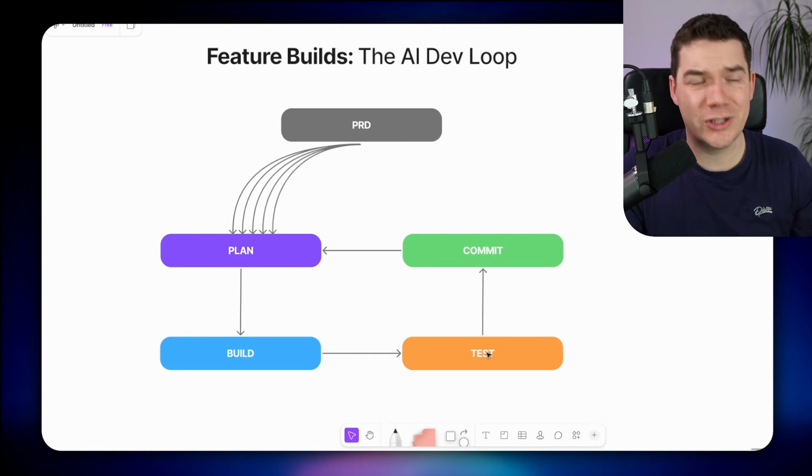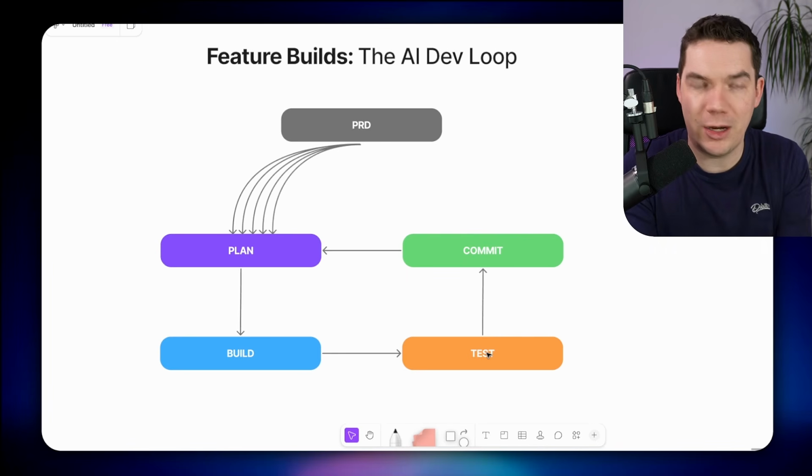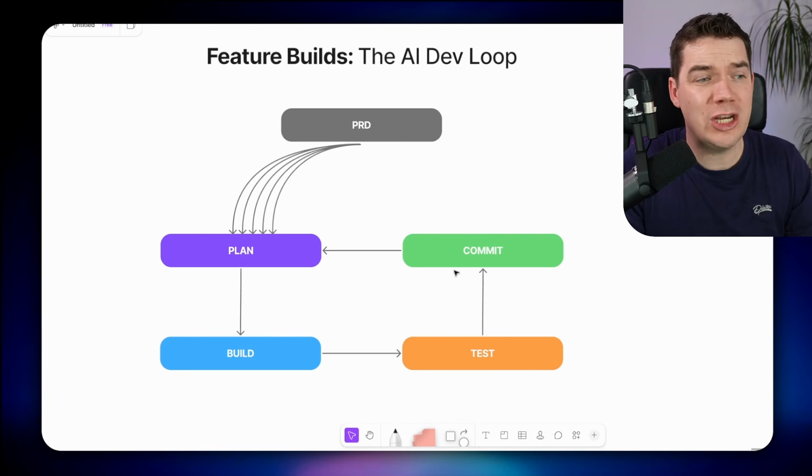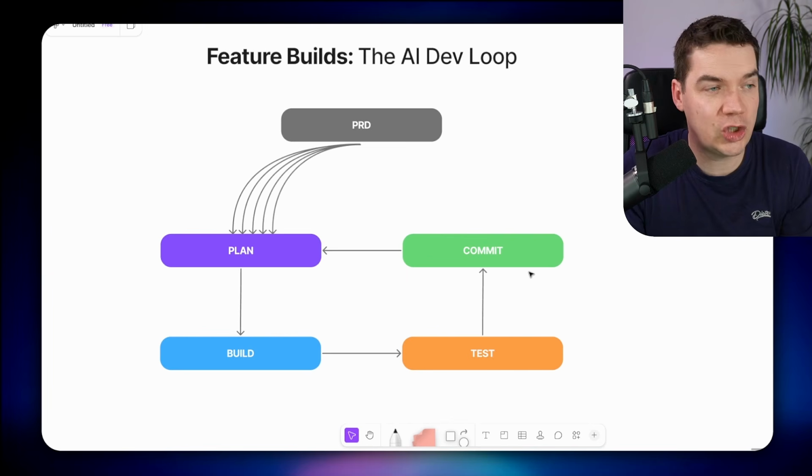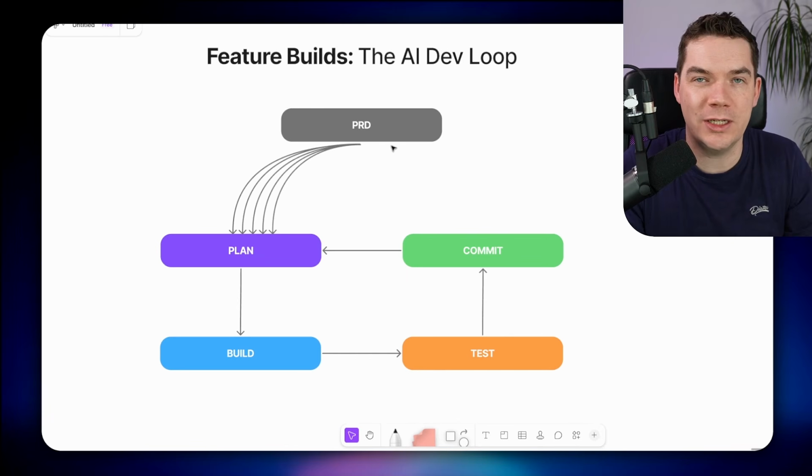And that typically results in a back and forth. You might need to clear down the session at that point and start fresh, because you need to manage the context window. But eventually you'll get to the point where you commit all of those changes and you move on to the next phase, the next section of the PRD. So this in general is the AI dev loop.